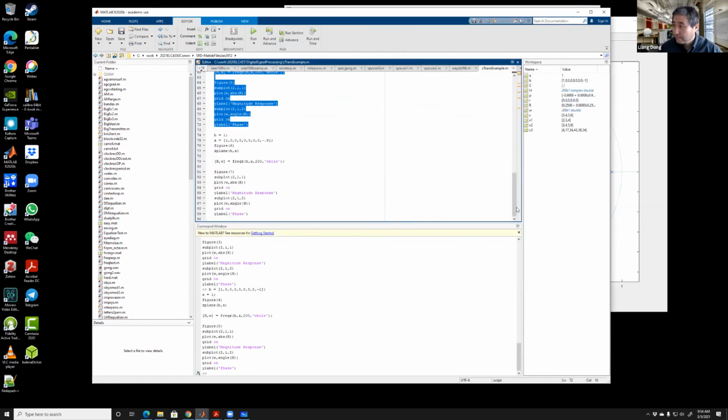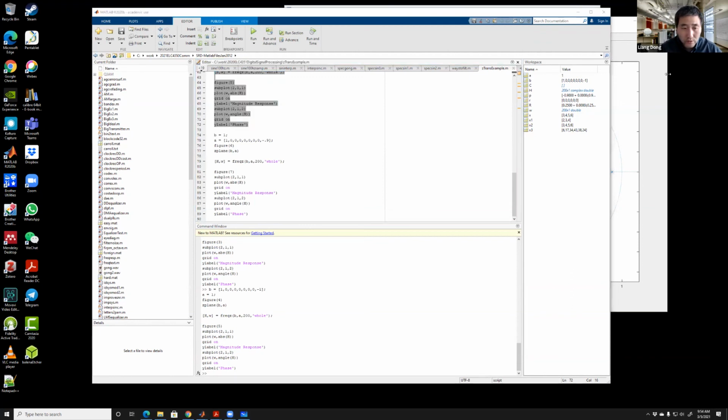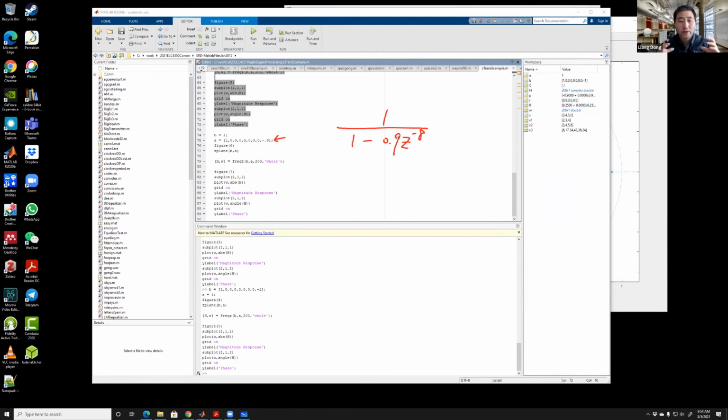And then lastly, since we played with zeros, let's also look at poles. So the last example I have here is that I make b equal to 1, but a is here. If you look at a, what we have on the denominator is 1 subtract 0.9 times z to the power negative 8. So that's what we have for this function. Now, I want to make the poles strictly within the unit circle. Therefore, I put a 0.9. I want to make all 8 poles strictly within the unit circle.